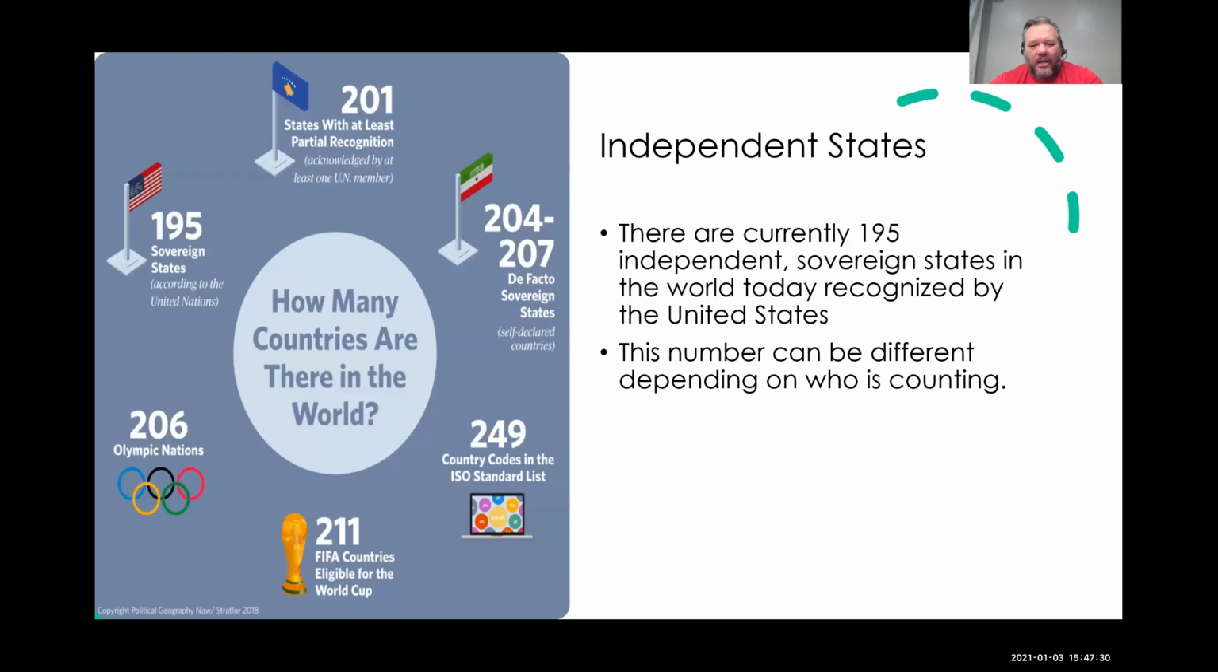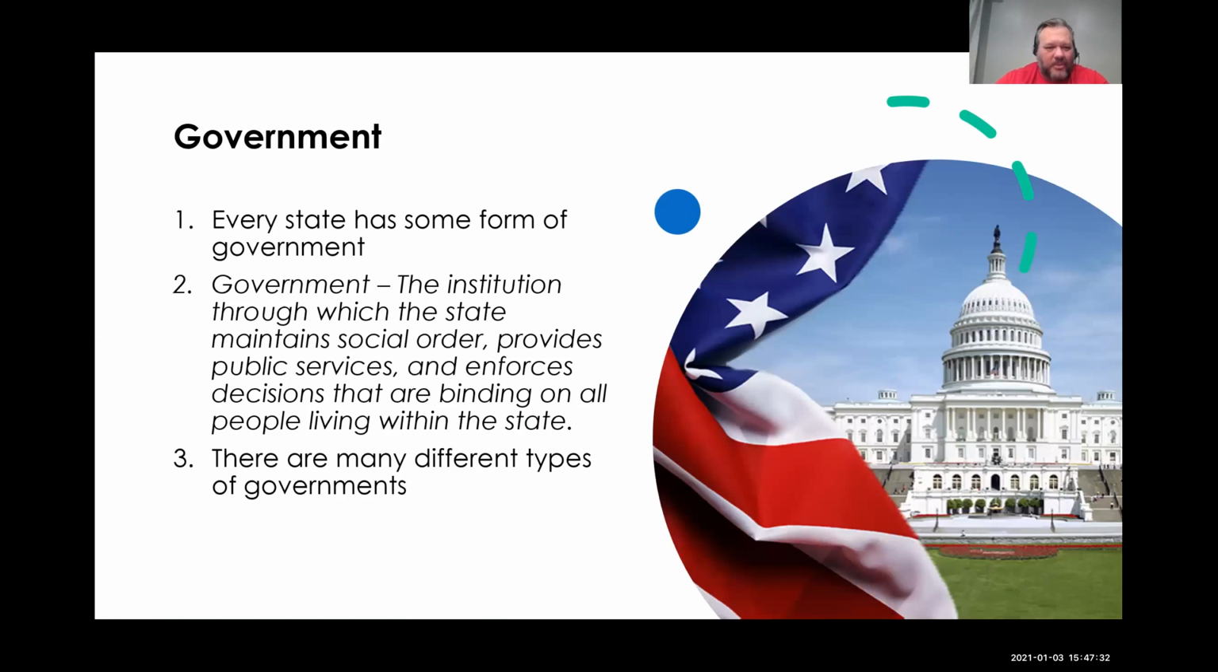And finally, they have to have a government. We do. Ours is the Constitution. The Constitution founded our government, but every state has to have some form of government. There are different types of government, and that's going to be another section in this unit that we'll get into, but you have to have some type of government.